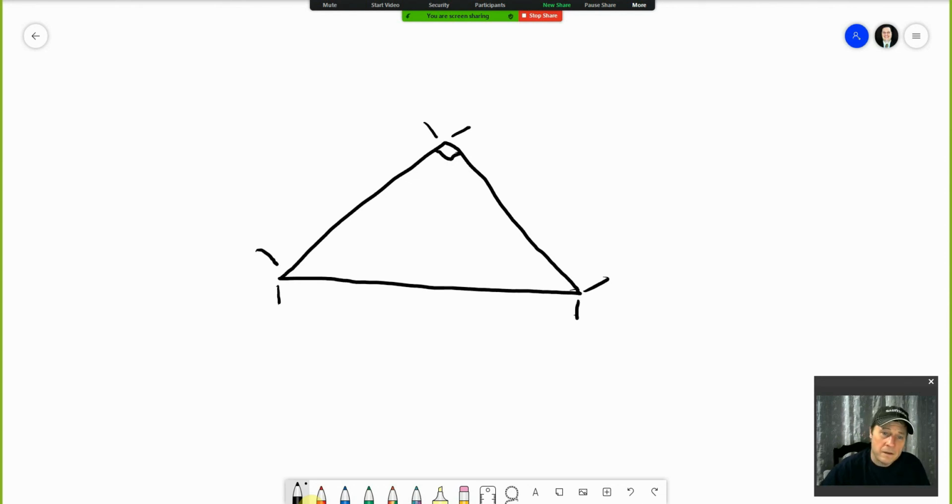All right. The length of this side is 3.4 units. The length of this side is 3.4 units. This angle in here is angle 3, and this angle in here is angle 2. All right.